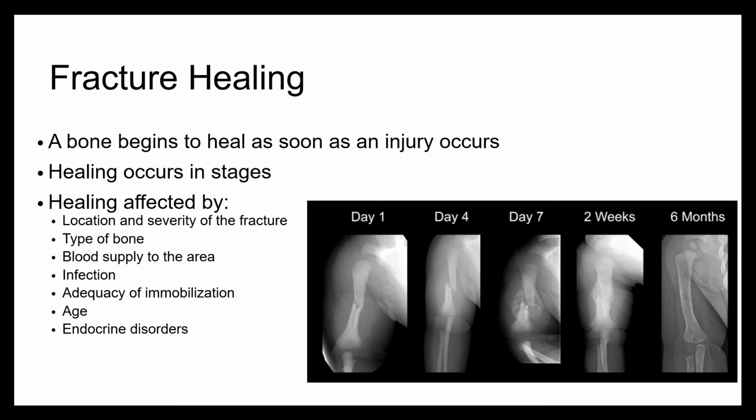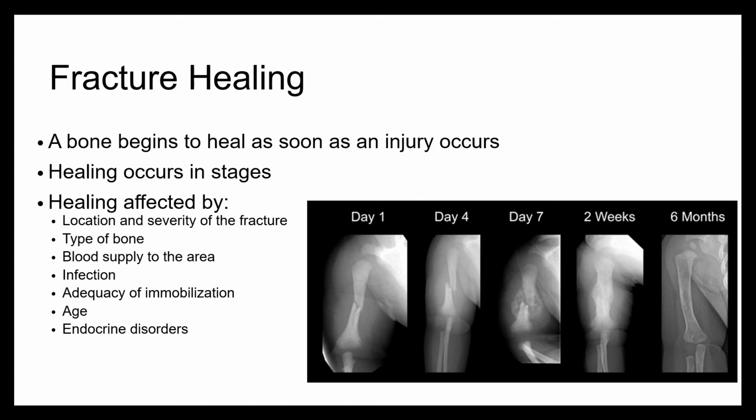Fracture healing is a process that begins as soon as the injury occurs. Healing occurs in 5 stages. The first stage of fracture healing is known as hematoma formation. This is when bleeding begins immediately after the fracture and forms a clot around the broken ends of the bone.